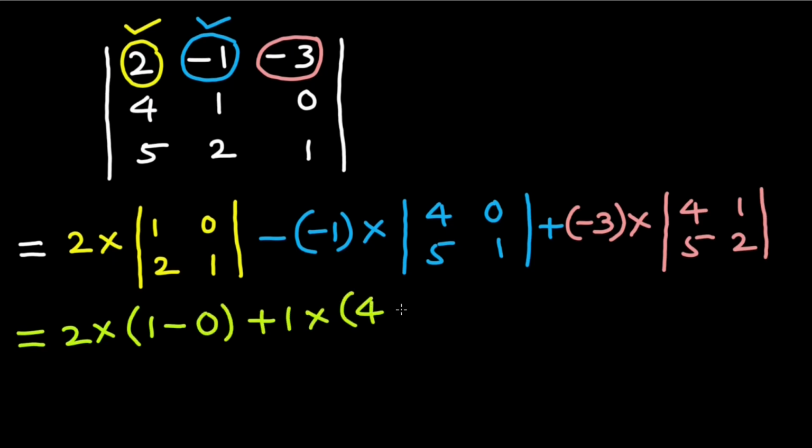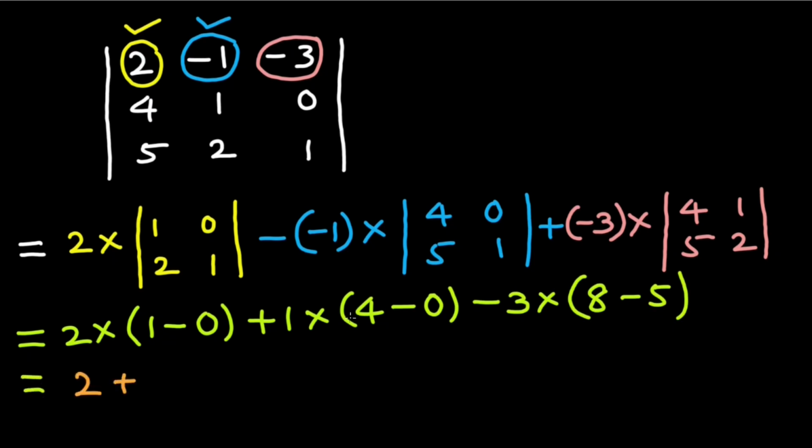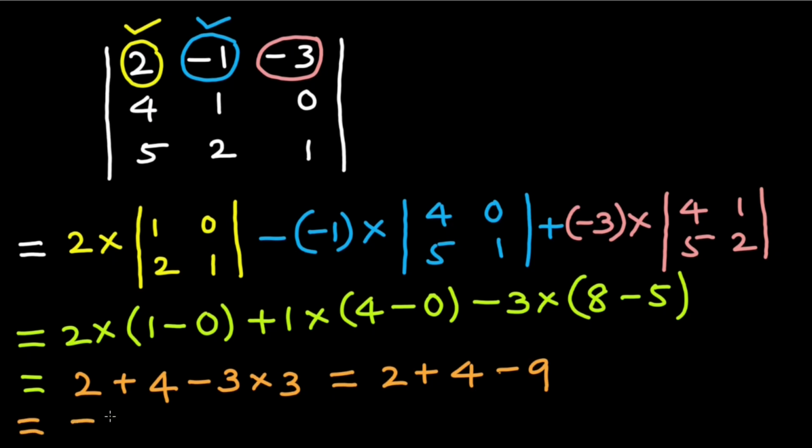multiplied by 4 minus 0 minus 3 multiplied by 4 2s are 8 minus 5. It will be 2 into 1, that is 2, plus 1 into 4, which is 4, minus 3 multiplied by 3. So that will be 2 plus 4 minus 9. That gives us 6 minus 9, that is minus 3. So the value of this determinant is minus 3.